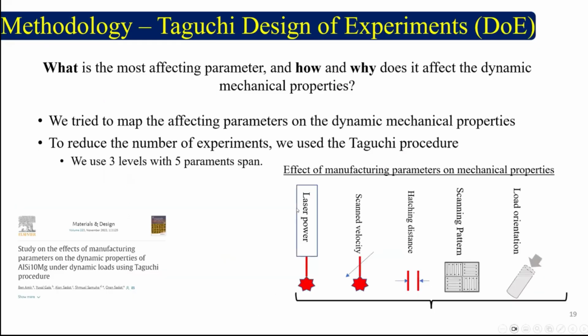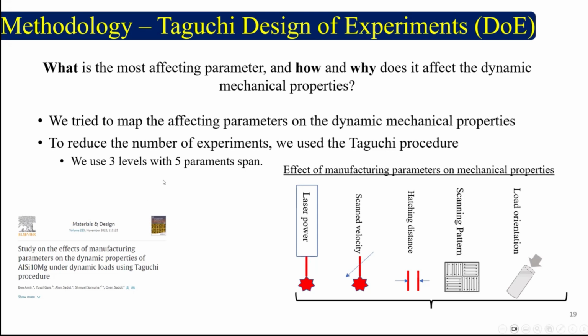So at this point, we thought maybe we can stop measuring every aspect, every parameter individually, and maybe we can take something as a whole. Maybe we can take a large number of parameters and then see what happens. So we took the 5 most influential parameters: the laser power, the scanning velocity, hatching distance, which is the distance between the scanning vectors, scanning pattern, and the orientation. And we took each one of them in 3 levels, and we asked ourselves one major question: what is the most influential parameter, and how and why does it affect the dynamic mechanical properties?